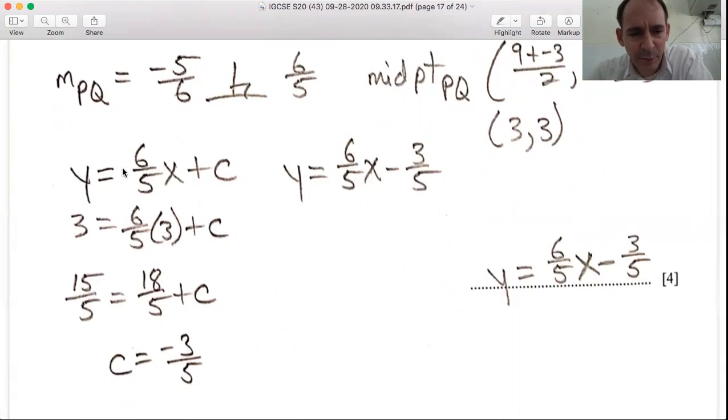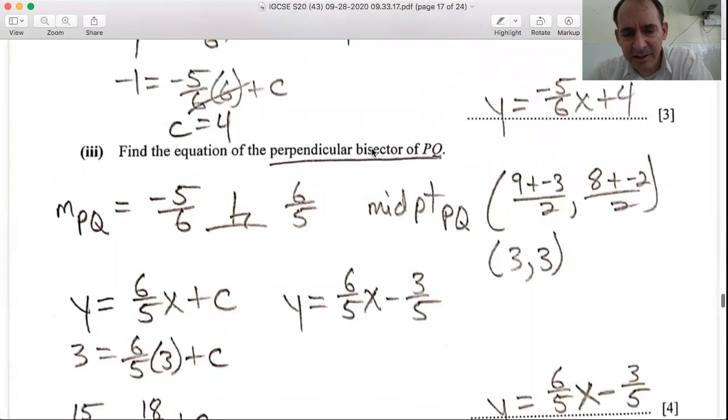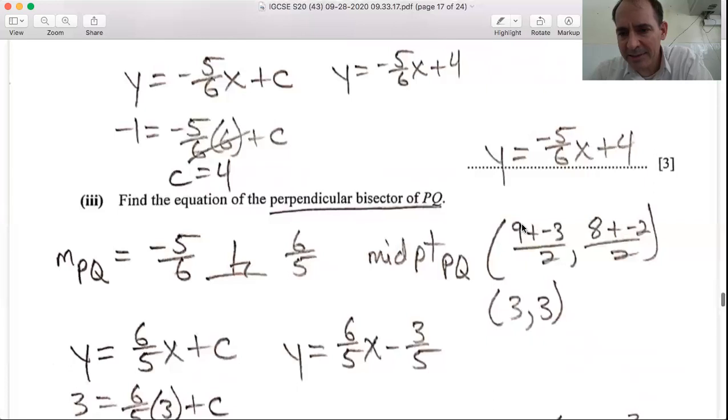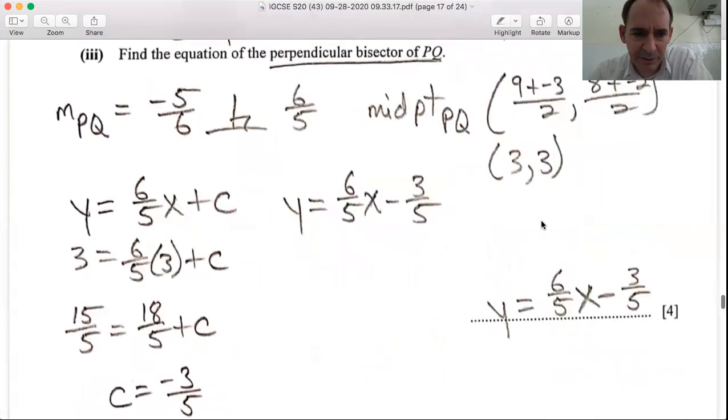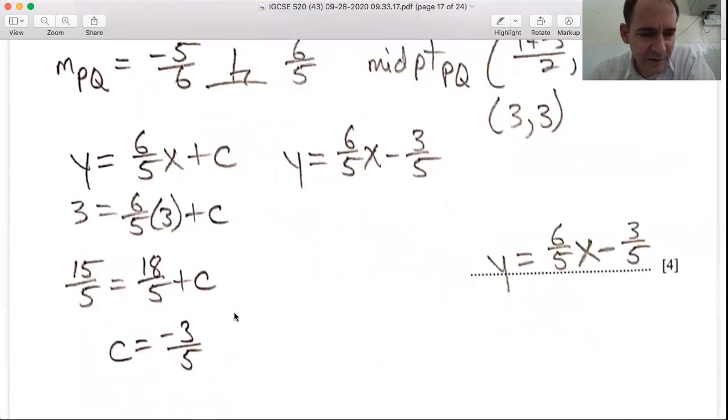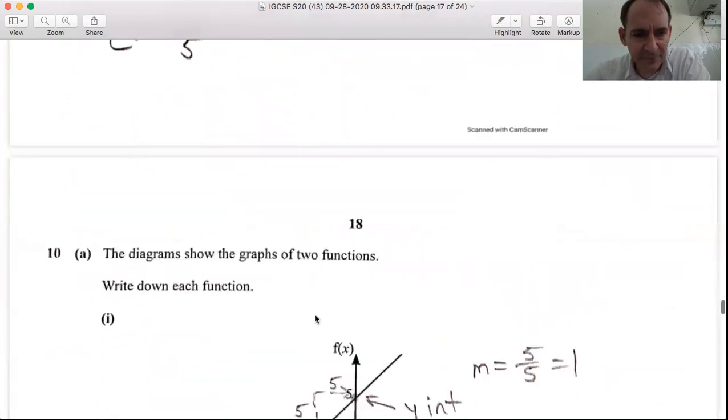We need to find a point that is on this line. Since it is a bisector, that means it goes through the midpoint. So find the midpoint: add the two x's together, divide by 2, add the two y's together, divide by 2. 9 minus 3 is 6, divide by 2 is 3. 8 minus 2 is also 6, divide by 2 is 3. So we get the point 3, 3. We plug that in for our x and y so that we can solve for the c. The c ends up being -3/5. So our perpendicular bisector is y equals 6/5 x minus 3/5.